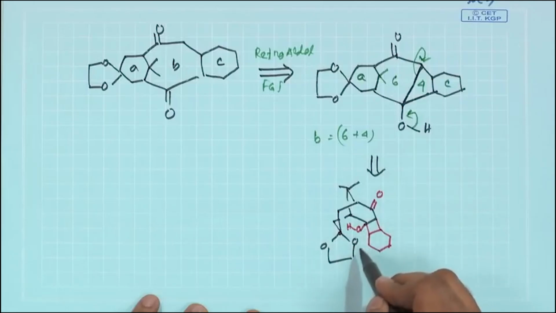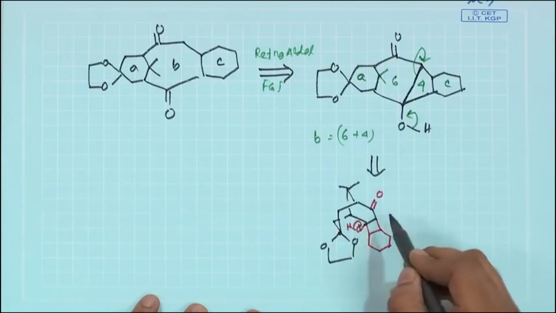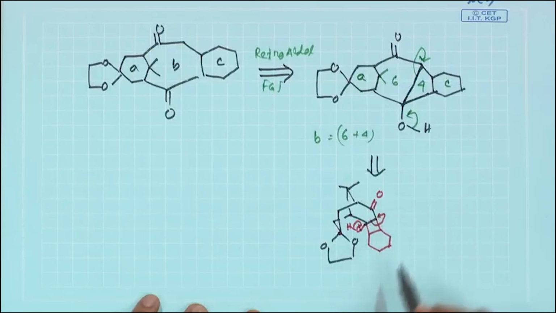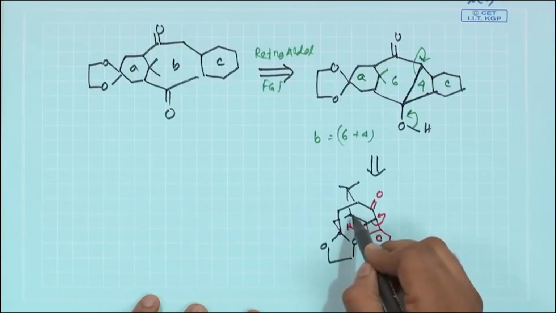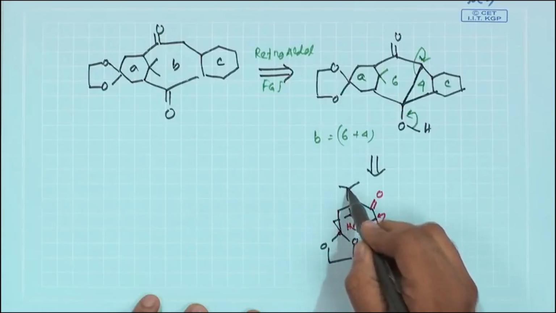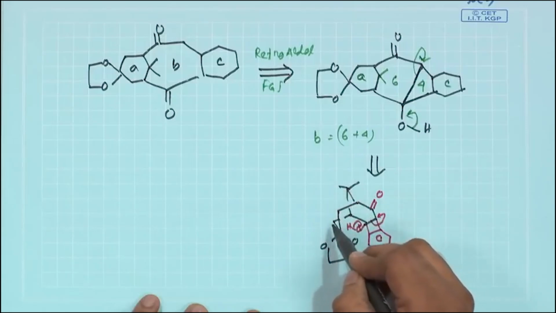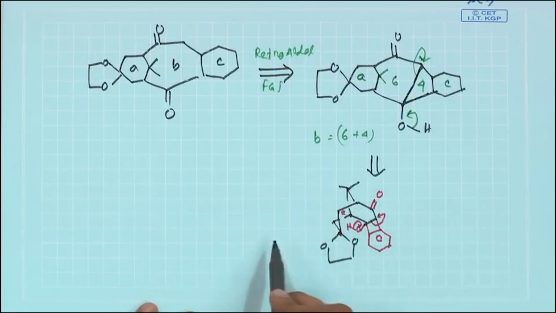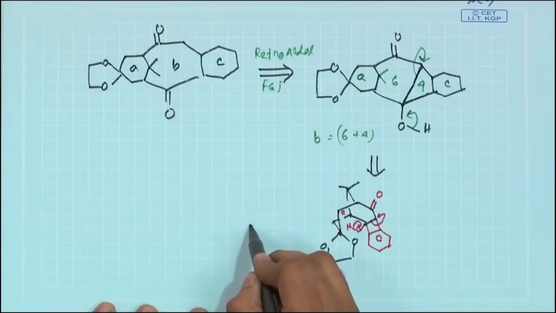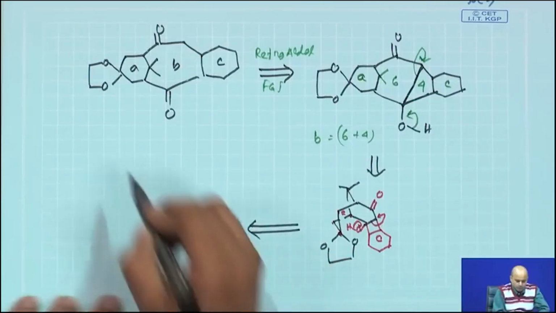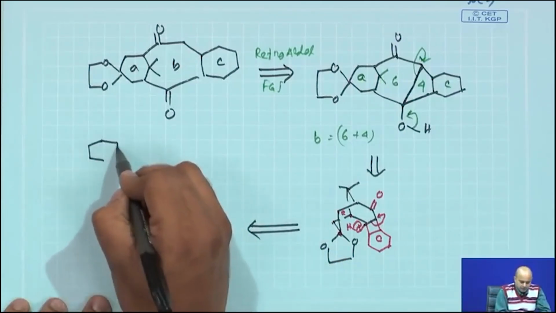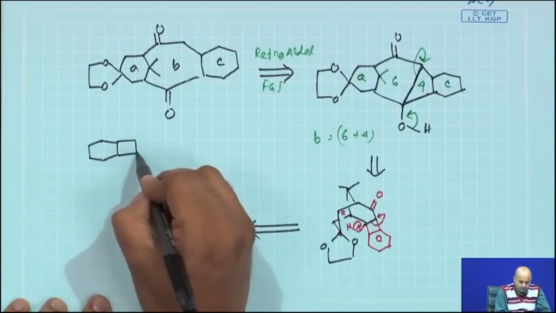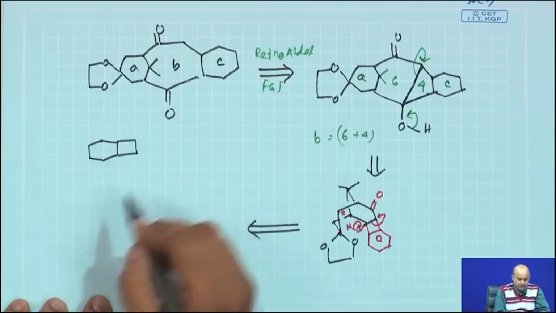So, basically the retroaldol goes in this way and opens up this bond. So, this is your ring C, and this part is 1, 2, 3, 4, 5, 6, this part is your ring A. So, visualization is pretty important. Now, the 6 member and 4 member ring fusion, how can you make this kind of structure?